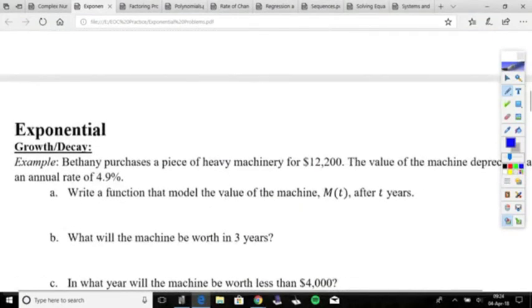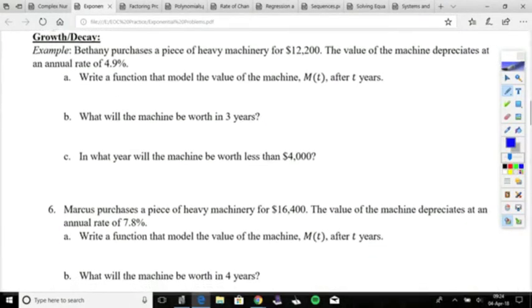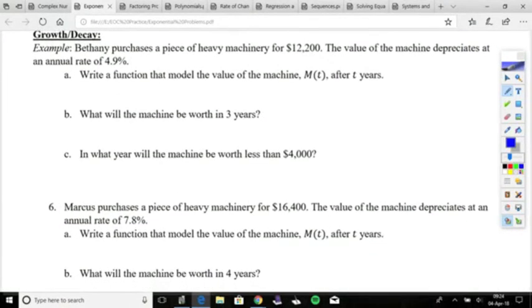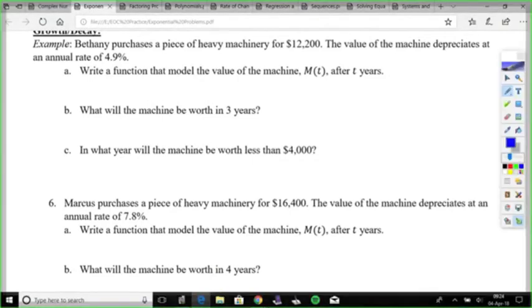Okay? For compound interest. Now, when it comes to growth and decay, this is stuff that we have covered. We should be a little bit familiar with these. All right. So the example. Bethany purchases a piece of heavy machinery for $12,200. The value of the machine depreciates at an annual rate of 4.9%. So also on your formula sheet is the exponential growth and decay formula. So you don't have to memorize those either. But just so you have them next to you, okay, you should have your reference sheet.